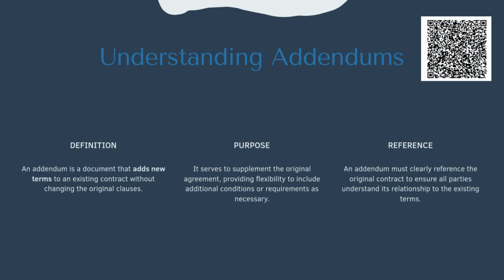What is an addendum? An addendum works differently. Instead of changing existing language, it adds new provisions to the agreement. For example, adding new services, extending scope, or including a new compliance requirement. An addendum supplements the contract. It doesn't rewrite what's already there.